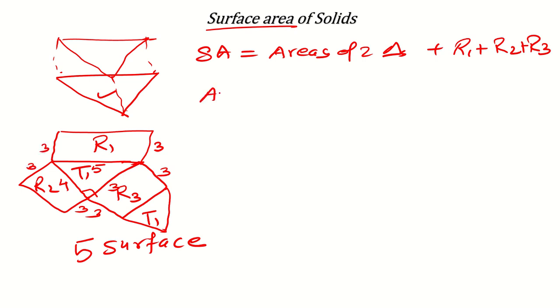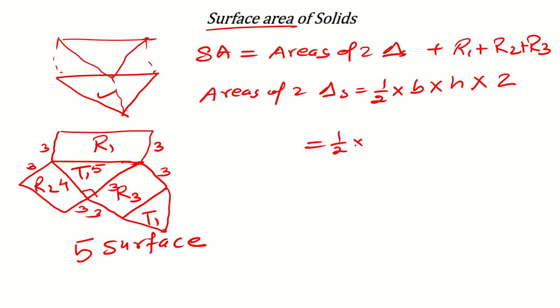So what will be the areas of the 2 triangles? It will be equal to half times base times height. And why am I multiplying by 2? Because we have 2 triangles. So this will be equal to half times base 3, height 4, and we multiply by 2 because of the 2 triangles, so the 2 and the half cancel. So it will be 3 times 4, 12 centimeter square.